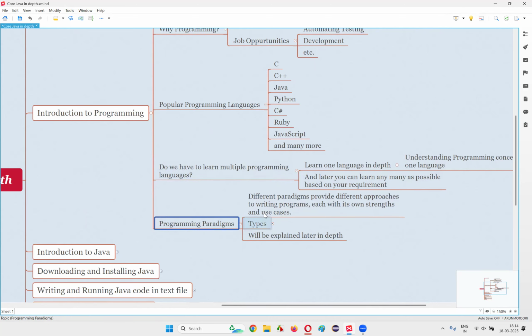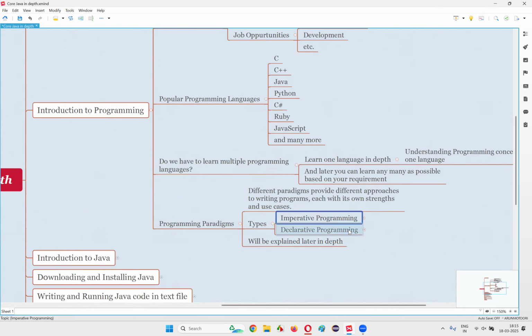Similarly, while you're programming, there are also different ways in which you can write programs. There are different approaches you can say. For a developer or programmer to write programs, different approaches were created. The major approaches we have are imperative programming and declarative programming.